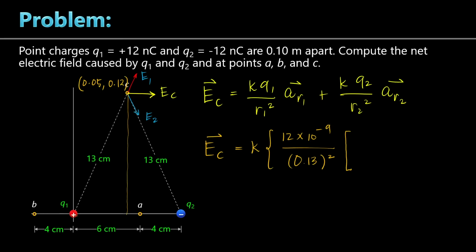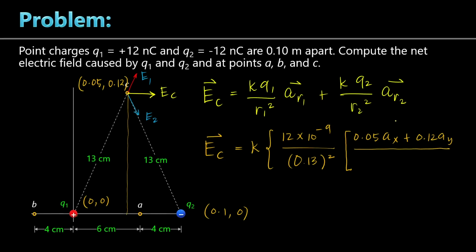Lagyan naman natin ng coordinates yung Q1. So, nasa origin siya, kaya dapat ang kanyang coordinate ay 0, 0. At itong Q2, ang coordinate niya ay, ang x component niya ay 10 cm. So, 0.1. Tapos, ang y component niya ay 0. Ayan. Meron na tayong coordinates. Kaya makakakuha na tayo ng mga unit vectors. Okay? For EC, ano yung unang unit vector natin? So, that's 0.05 minus 0. So, 0.05 AX. Next, 0.12 minus 0. So, plus 0.12 AY.